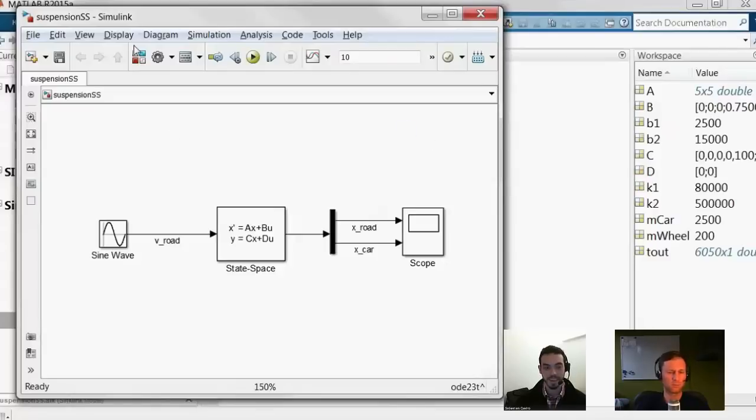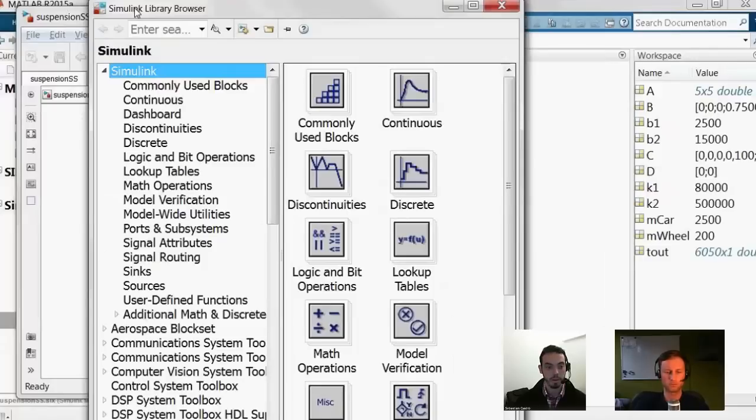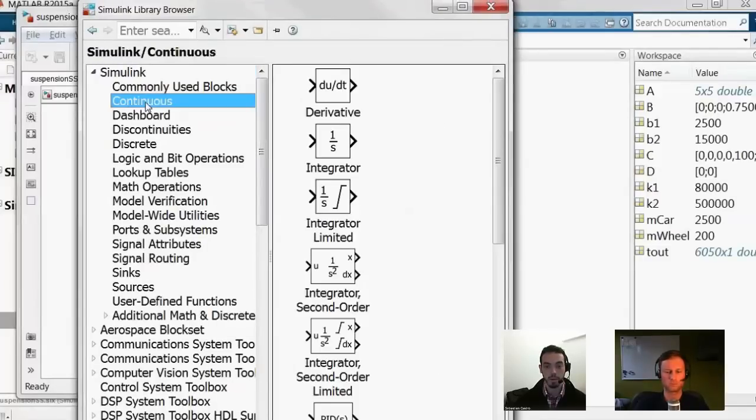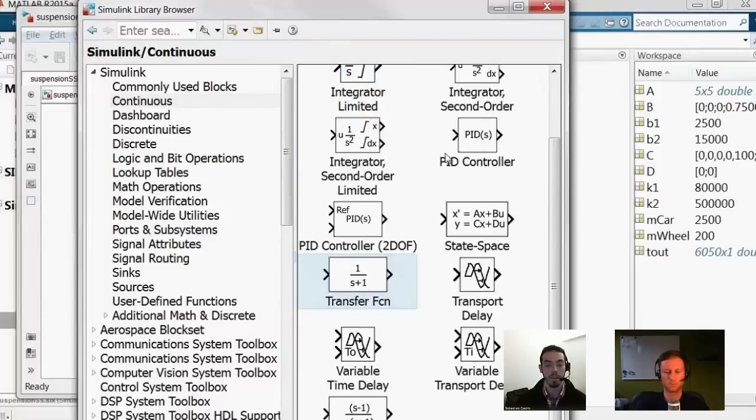Right, if you're comfortable with the state space approach, that is. Yeah, but there are many more blocks that you can use to model these physical systems. All of them you can find in the Simulink library under continuous. You'll find quite a few different blocks like integrators with limits, transfer functions, and all that. You can find it there.